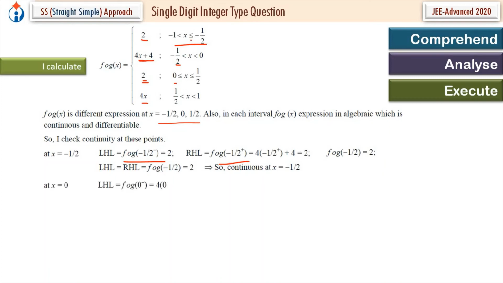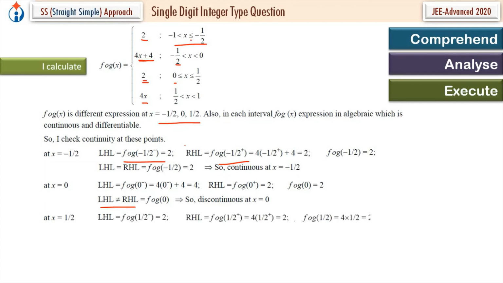Same way, we check at x equal to 0. Left hand limit here it is 4, right hand limit here it is 2. They are not equal, so the function is discontinuous at x equal to 0. Same way, at x equal to half, we get it is continuous at x equal to half. So c is equal to 1, the number of points where it is discontinuous.